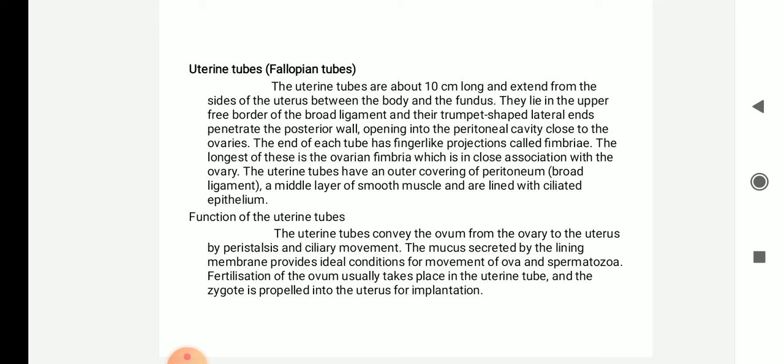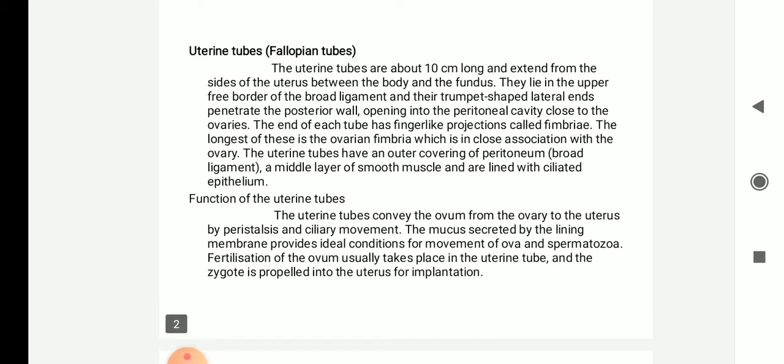Fertilization of the ovum usually takes place in the fallopian tube, or uterine tube, and the zygote is propelled into the uterus for implantation. The sperm which enter through the vagina pass through the uterus and then reach the fallopian tubes. The ovum released from the ovary is caught by the fimbriae of the uterine tube and propelled inside the fallopian tube, where fertilization, the fusion of the male and female gametes, occurs, and the zygote formed is transported towards the uterus.